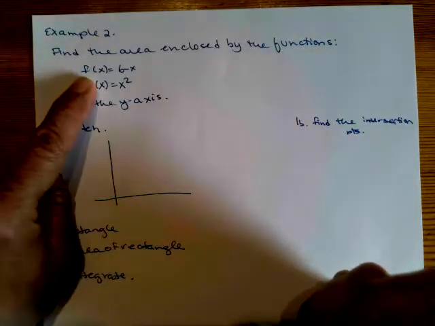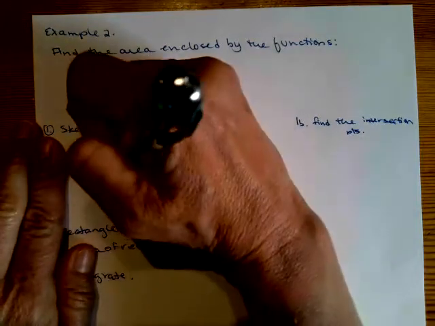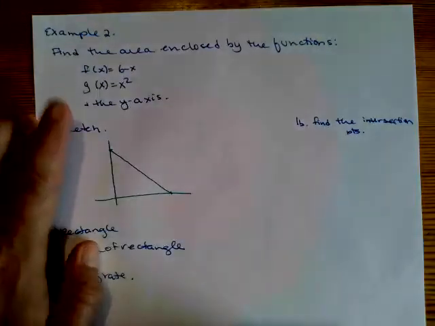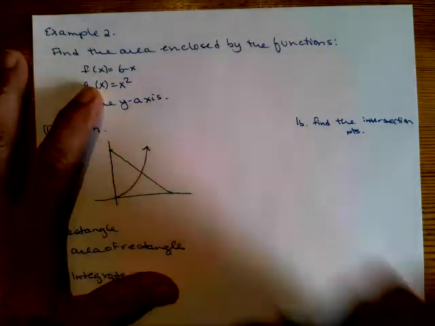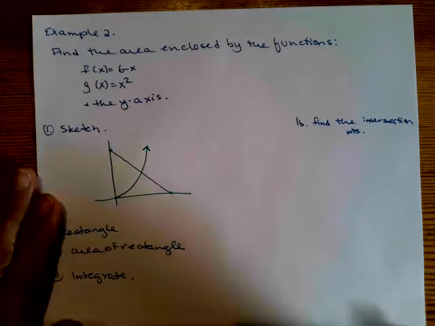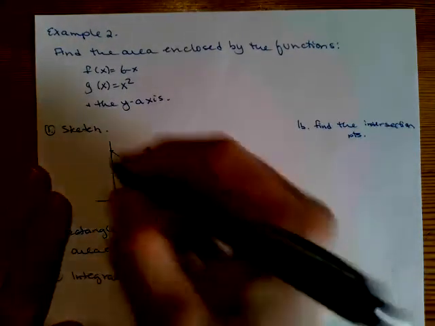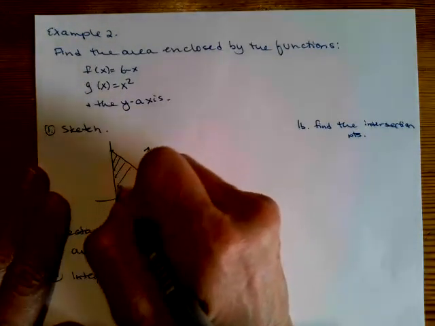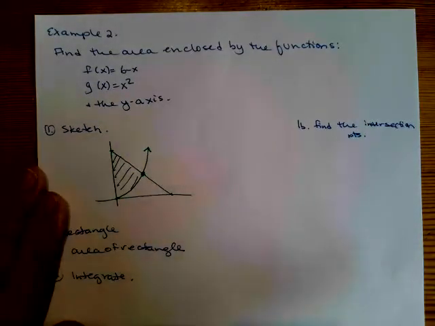So f of x, that's a line. It's up 6, negative 1 slope. x squared, that's at the origin opening up. The y-axis, so I'm over here. So the thing I don't know is where to stop. So here's my region, so shade, right? I'm looking for this chunk right here, but I don't know where to stop. So I need to find that.